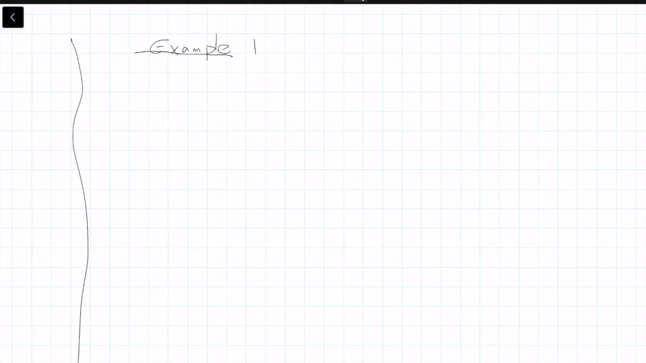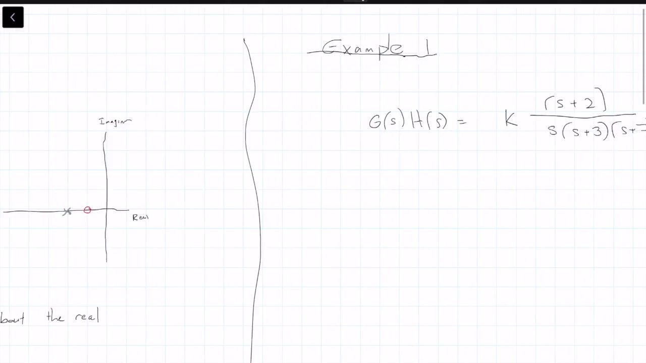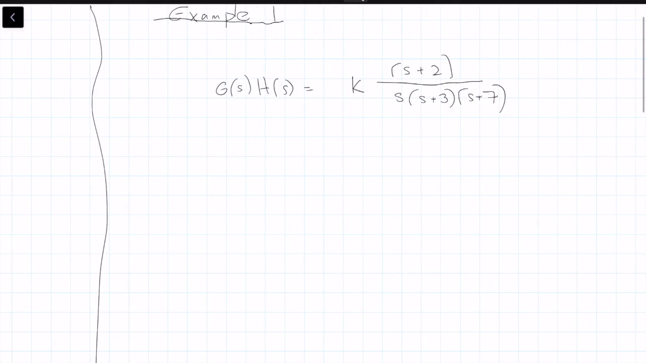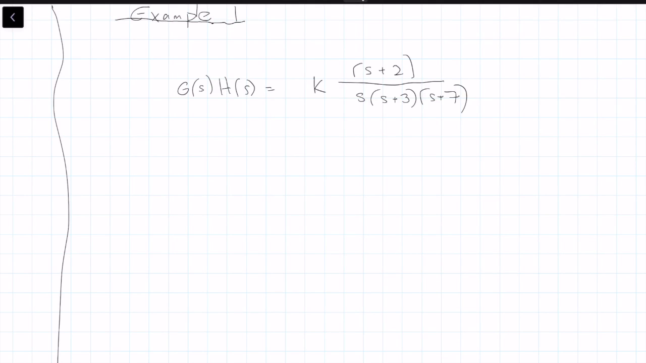Okay, so example 1. This question says, let's say it's given us the characteristic equation in the format G(s)H(s) is equal to K times (s plus 2) over s(s plus 3)(s plus 7). Like we spoke about before, we need to get this into the format that we like, which is 1 plus K times the numerator divided by the denominator. So we've already got G(s)H(s), and the format we want is 1 plus K(s plus 2) divided by s(s plus 3)(s plus 7). This is the final format that we're going to work with for the characteristic equation.